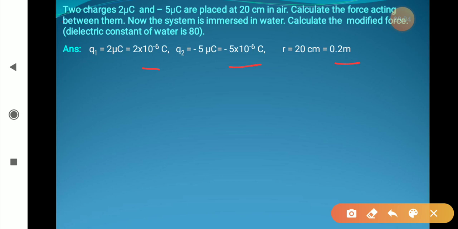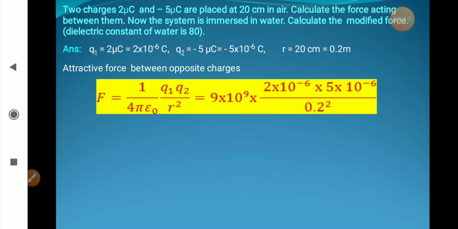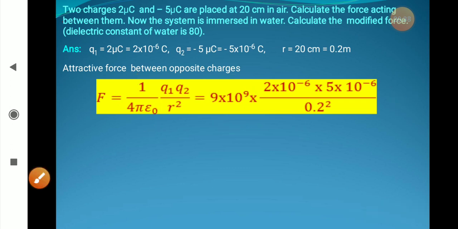All the physical quantities have to be taken in SI unit, so we have converted them in SI unit. Now, since they are opposite charges, they will attract. So the attractive force between them is given by this relation 1 upon 4 pi epsilon naught Q1 Q2 upon R square. Now the value of 1 upon 4 pi epsilon naught is 9 into 10 to the power 9. Putting the values of Q1 and Q2 and R, we get this relation. You have to do the calculation and the force comes out to be 2.25, and it is an attractive force.